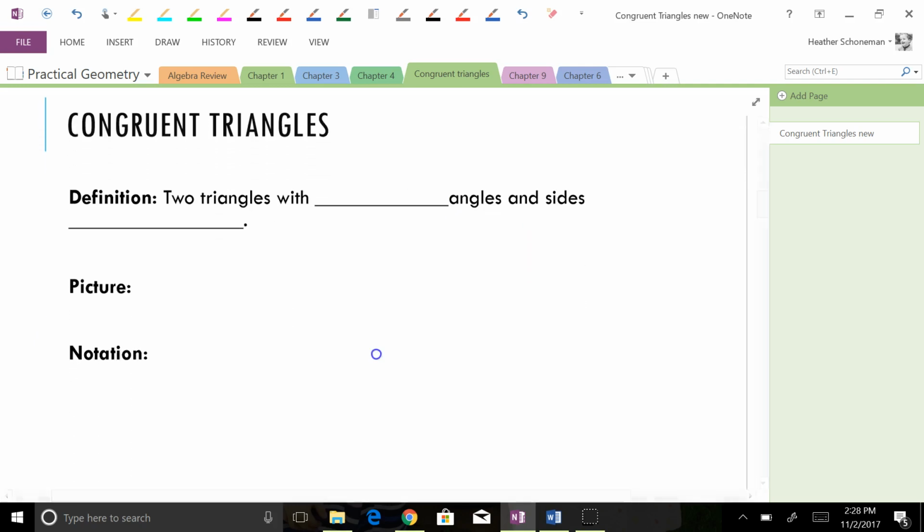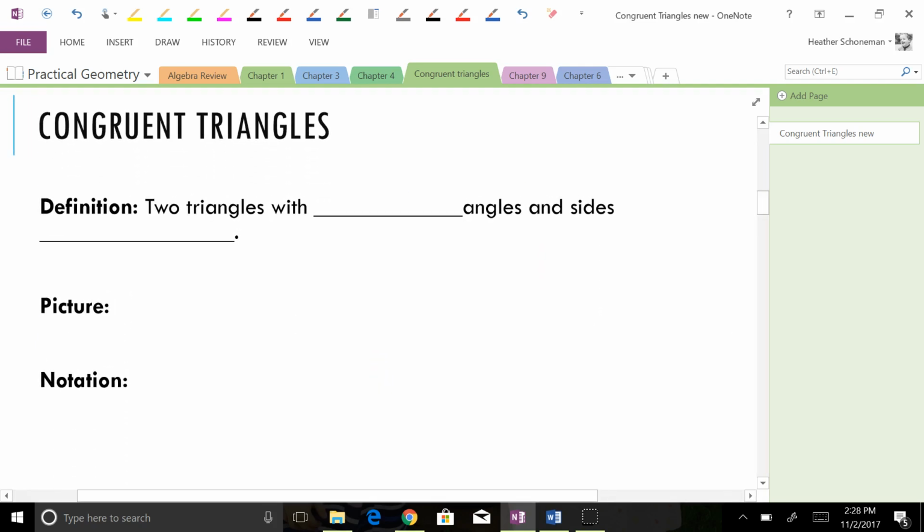Alright, so let's talk about congruent triangles. Congruent triangles are two triangles with corresponding angles and sides congruent. Now we had the word corresponding in chapter 3 when we had parallel lines and transversals, and corresponding angles were the angles that are in the same position. This is the exact same thing, but now we've got triangles. We're looking for angles and sides that are in the same position.